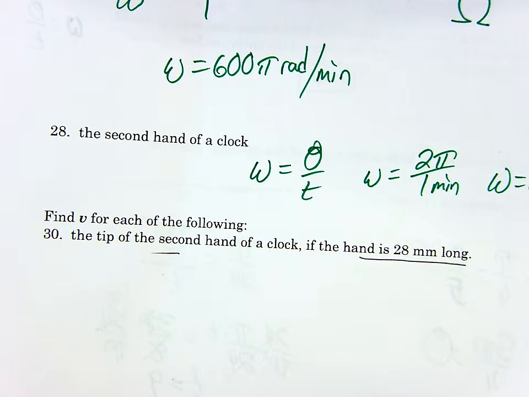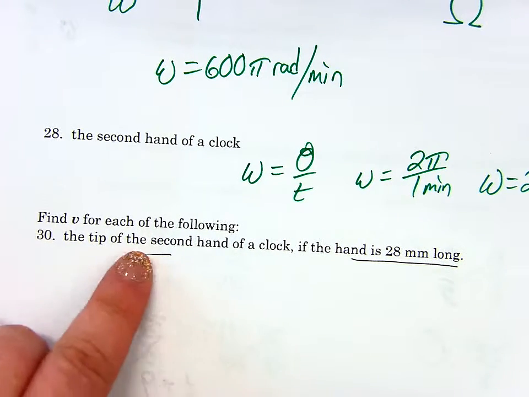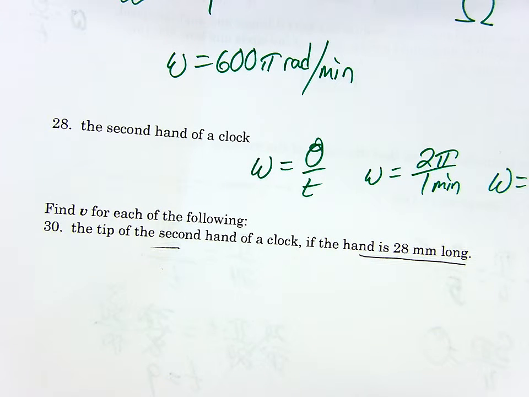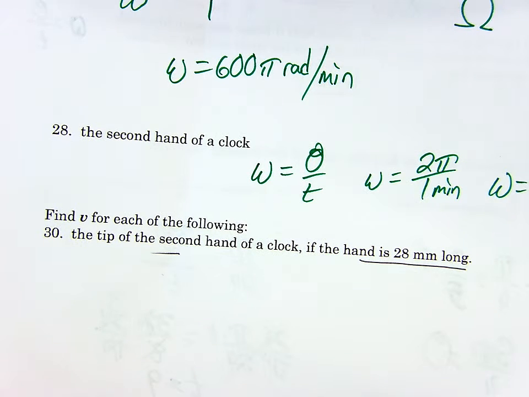If I put a little speedometer on you and you're here on the tip of a second hand of a clock that's 28 millimeters long. So imagine you're a little tiny tic-tac on the second hand. I was thinking like a fruit fly. And you could land on the second hand and go for a little ride. Whee!